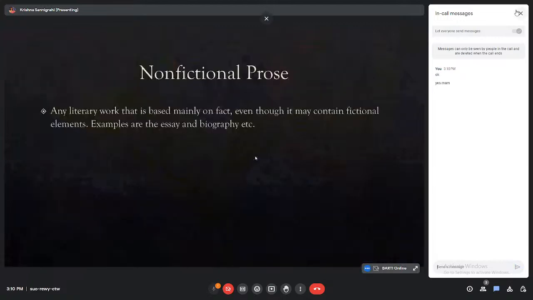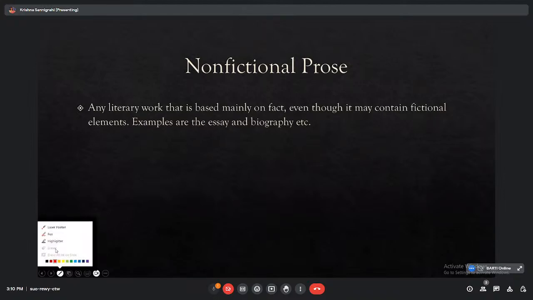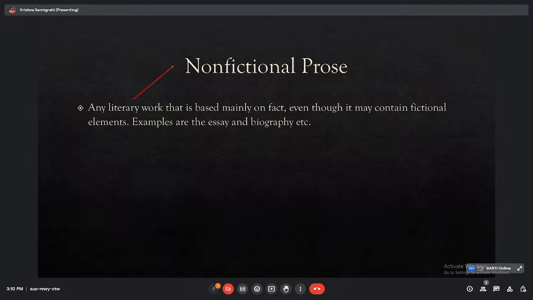As we said, the basic idea of our discussion on non-fictional prose is that when we say non-fiction, we actually mean a literary work, definitely, that is based mainly on fact, even though it may contain fictional elements. Examples are the essay and biography. The most important thing, as we have already discussed and are trying to emphasize once again, is that a literary work based on fact is part of the very basic framework of non-fictional prose.